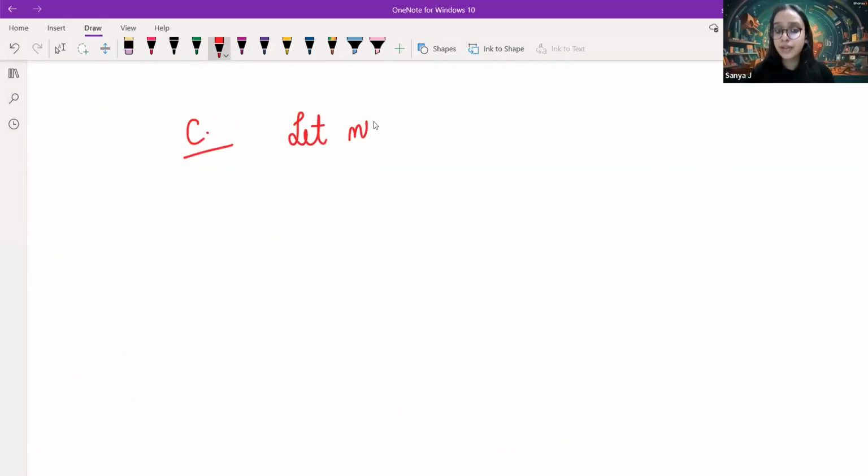Let the number be x. Now what happens is, if I add 8 to this number, my answer becomes double of my actual number. It becomes double of x. So x plus 8 is equal to 2x.